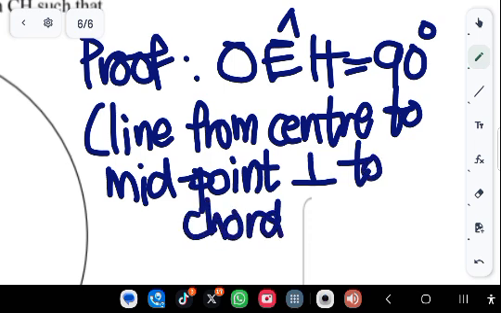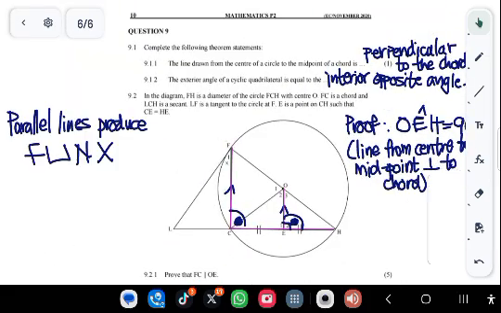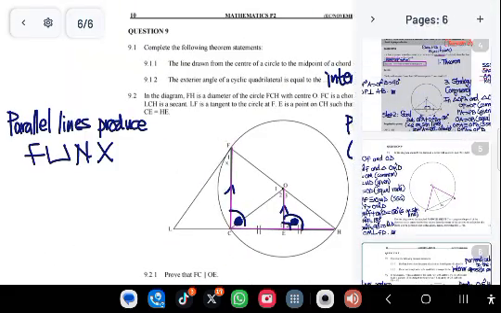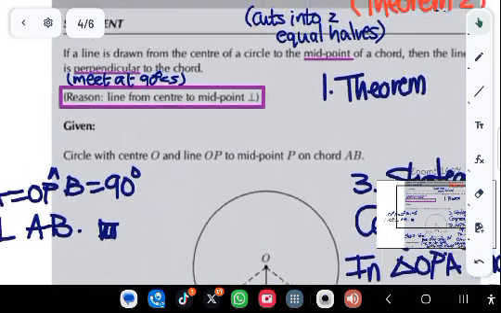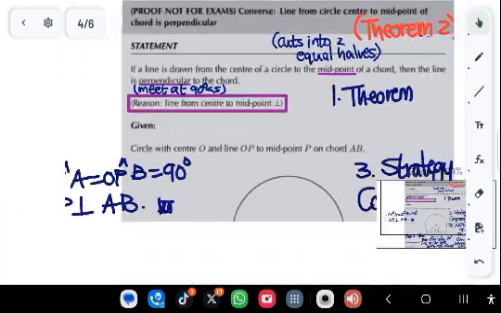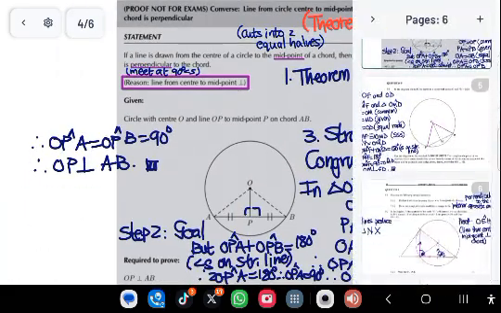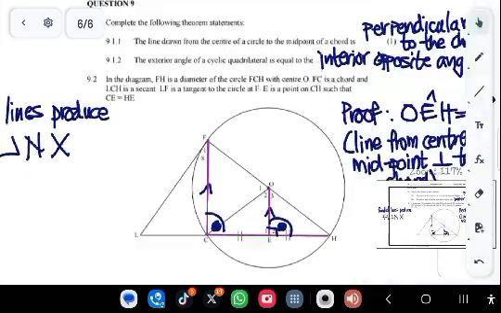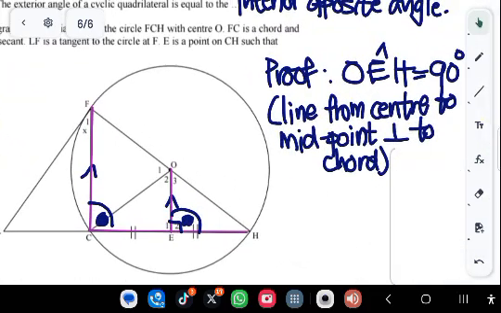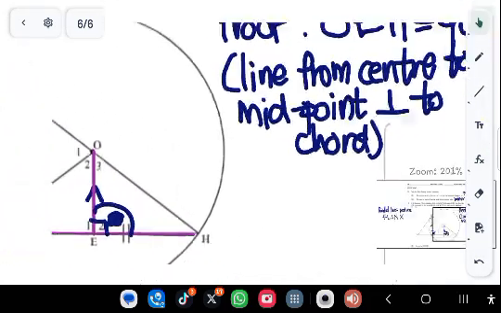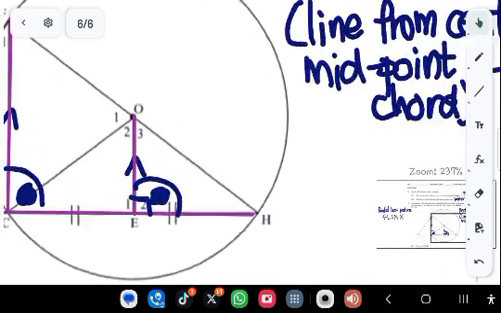Let's go back to the theorem just to make sure that you can see. Line from center to midpoint perpendicular. All right, so that's all you needed. That is a good reason.